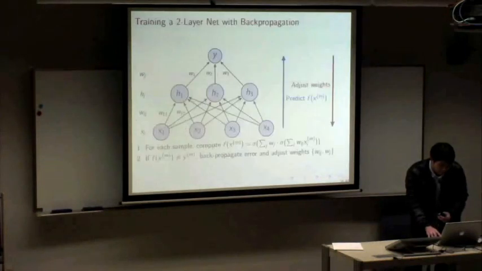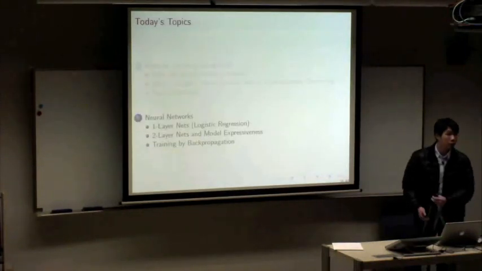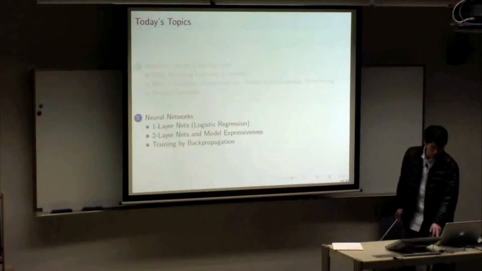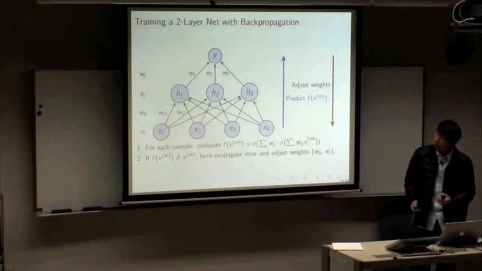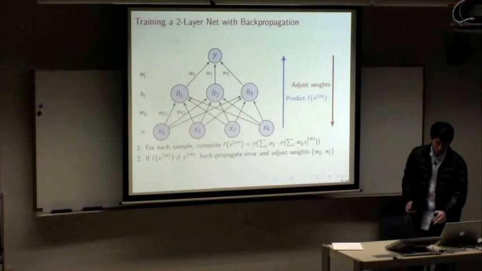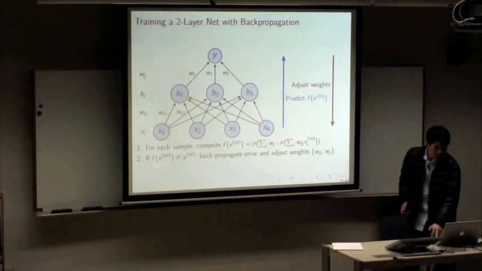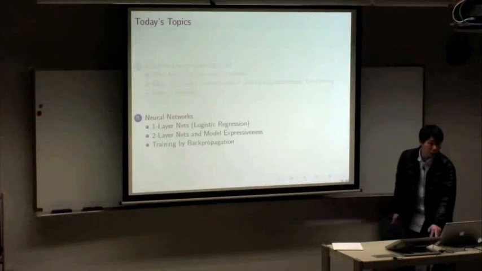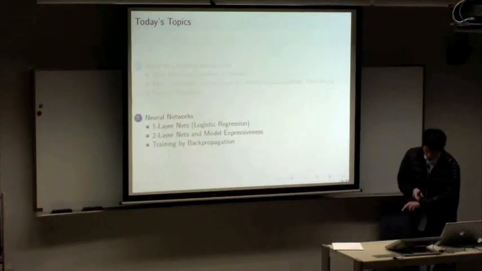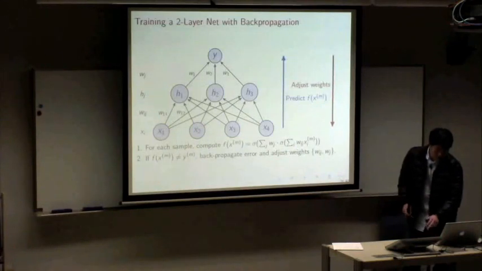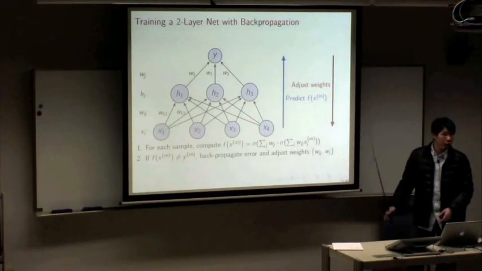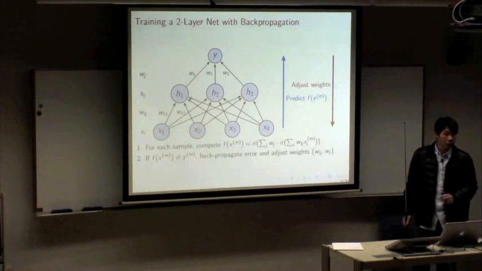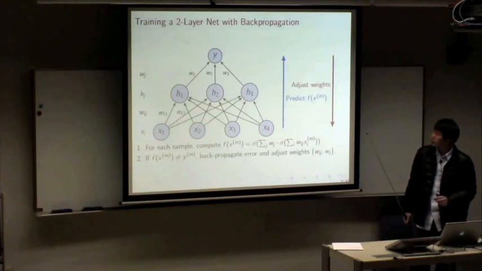All right. So basically, the two-layer net is good in terms of model expressiveness, and the question remains, okay, now how do we actually train it? Okay, we're actually short on time. So I'll discuss how we train a two-layer neural network next talk, okay, on Thursday.